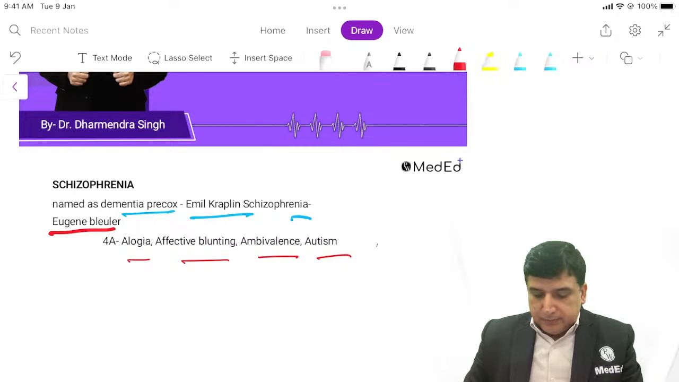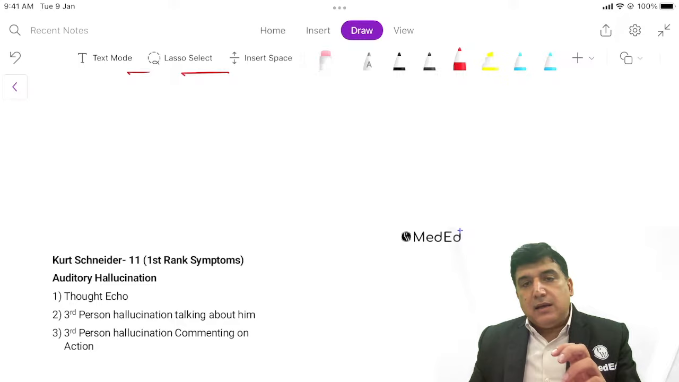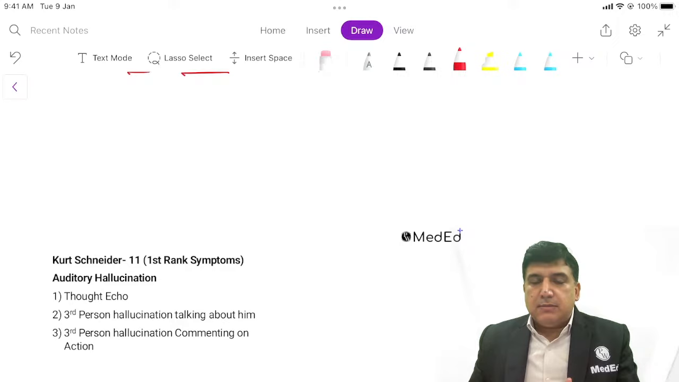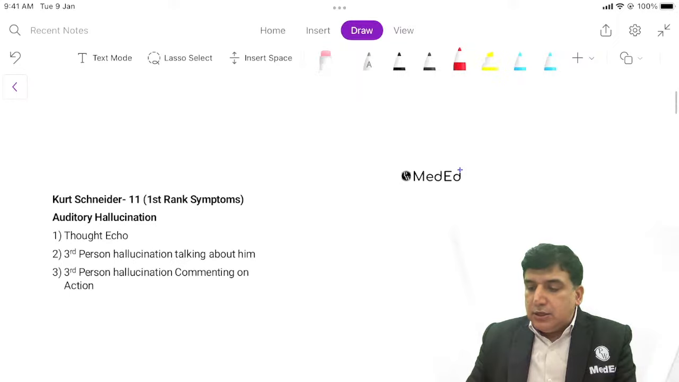Later on, one MCQ they asked is from Kurt Schneider, the 11 first rank symptoms. He told that these symptoms are so important that even if one symptom is there, we can make a diagnosis of schizophrenia. Usually they ask the MCQ that all of the following are first rank symptoms except. In this, you just remember the 11 names.